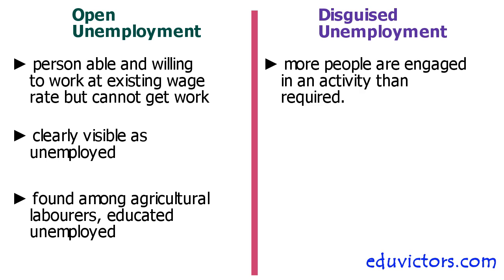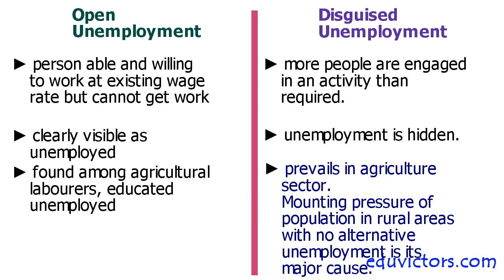Disguised unemployment. It is a situation in which more people are engaged in an activity than are required. As a result, people are made to work less than their potential. This kind of unemployment is hidden. It generally prevails in the agriculture sector. Mounting pressure of population in rural areas along with no alternative employment is its major cause.